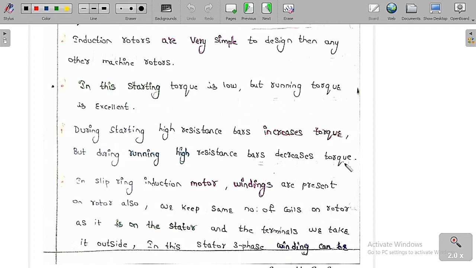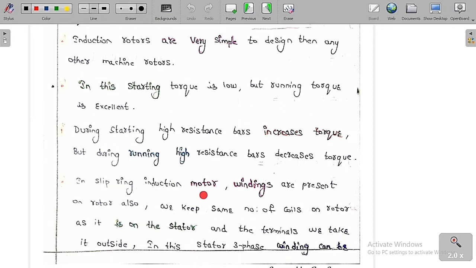So we have to include the starting resistance only during the starting condition, but not during the running condition, because the more the resistance during starting, the higher the torque will be. The more the rotor resistance during running, the less the torque.